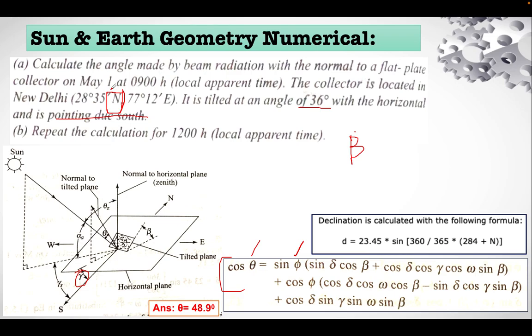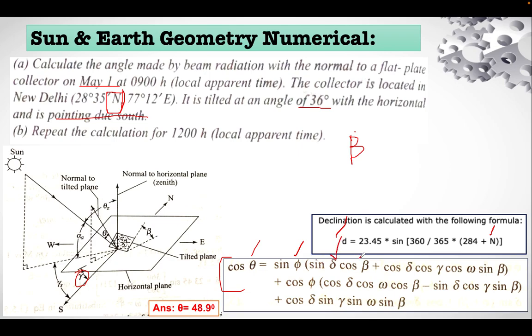Now another angle, that is the declination angle. For that you have to use the formula: delta is equal to 23.45 degrees into sine of bracket 360 upon 365 into 284 plus n, where n is the number of the day. Now the day is given, it is May 1st. For the number of the day, we consider 1st January as the first day, and from that we have to count up to 1st May. That count will be n. We put that into this formula and calculate delta.